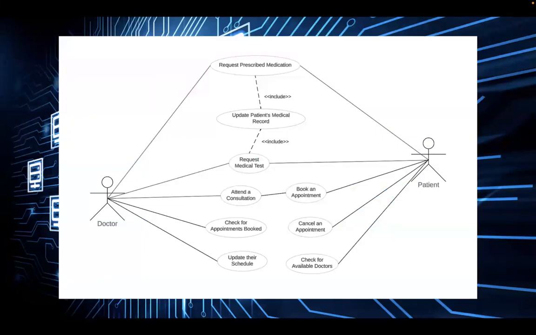Okay, so we have two actors, the doctor and the patient. The patient can check for available doctors, cancel an appointment, book an appointment, and request prescribed medication. And when the patient books an appointment, he can also attend a consultation after that. And the doctor can update their schedule, check for appointments booked, request a medical test from the patient, and request a prescribed medication. And based on the prescribed medication, the doctor can update the patient medical record.